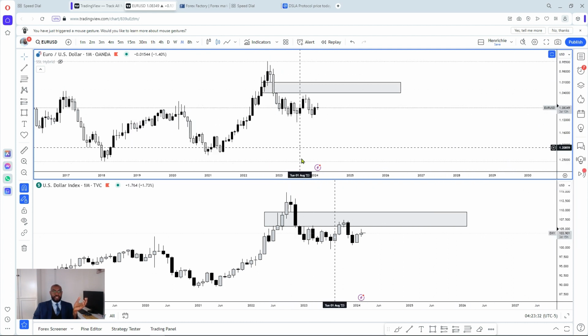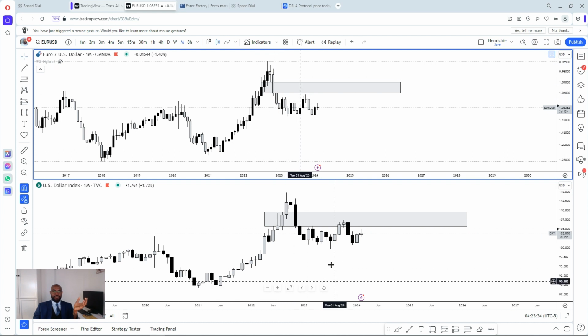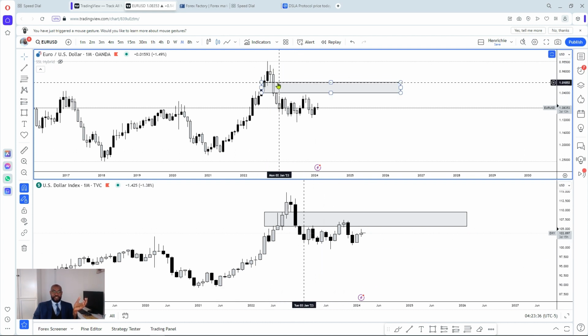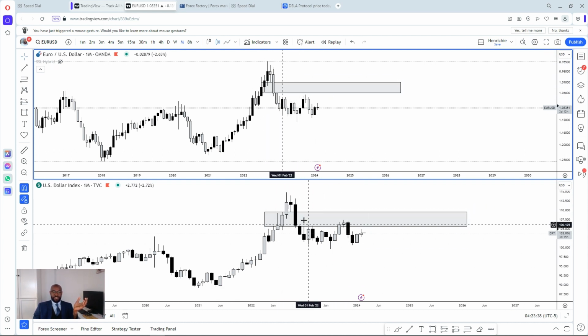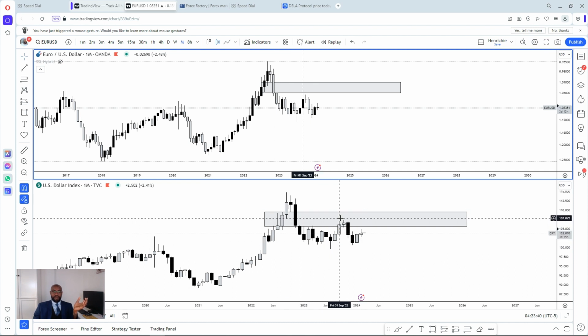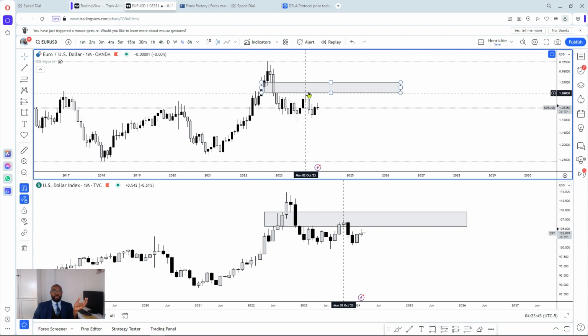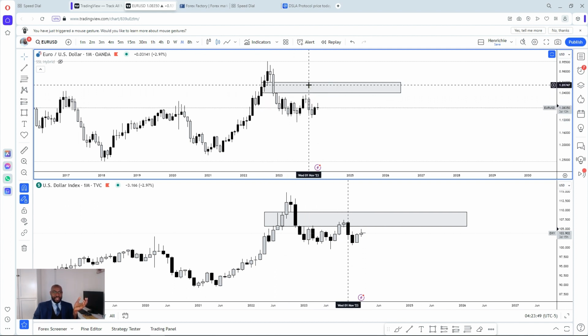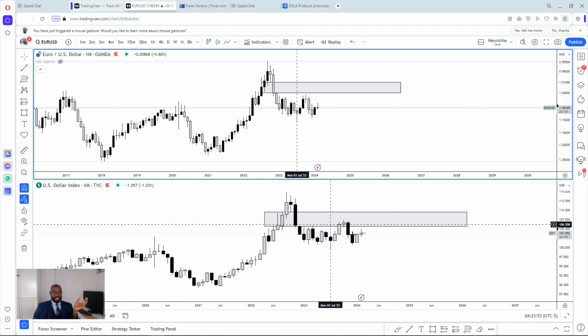So both are looking like the same chart right now. This is euro, this is dollar. This is the inefficiency on the euro. This is the inefficiency on the dollar. Look how the price tapped into the inefficiency on the dollar before dropping, and look how euro failed to tap into that inefficiency because the dollar has already mitigated it.